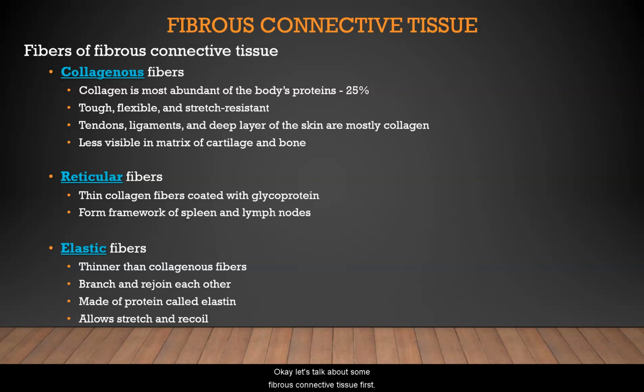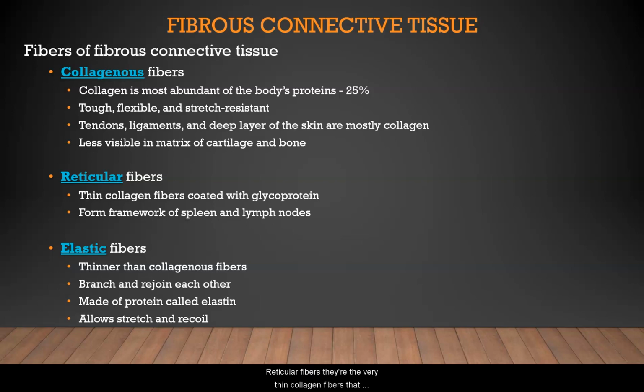Okay, let's talk about some fibrous connective tissue first. Of the fibers of fibrous connective tissue, there are 3 types: Collagenous fibers, meaning collagen. It's the most abundant of the body's proteins. About 25% of all of the protein produced in the body is collagen. Collagen is tough, flexible, and stretch resistant. Some things that are very collagenous: tendons, ligaments, the deepest layer of the skin. All of that is mostly collagen. It's less visible in the matrix of cartilage and bone.